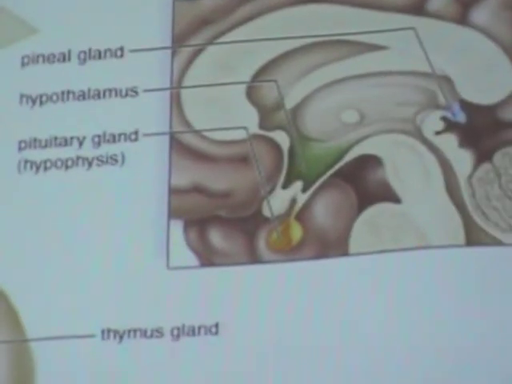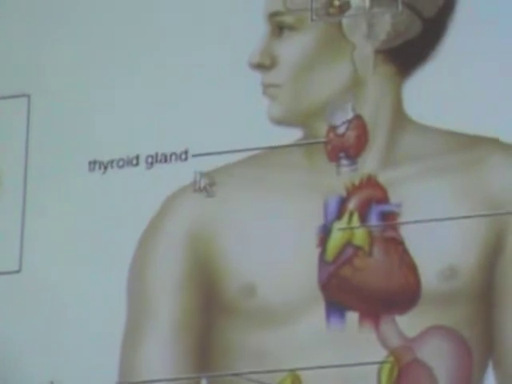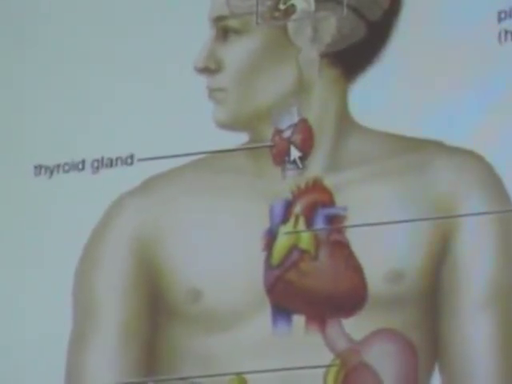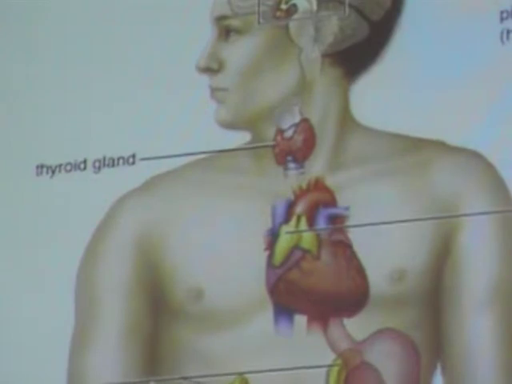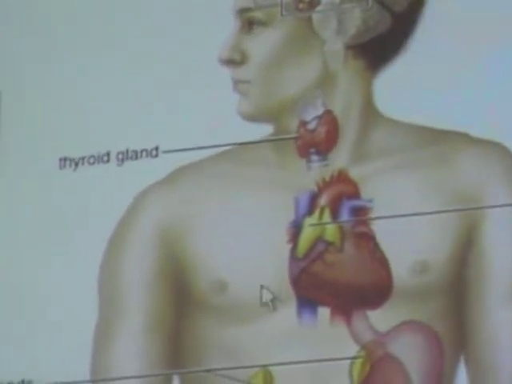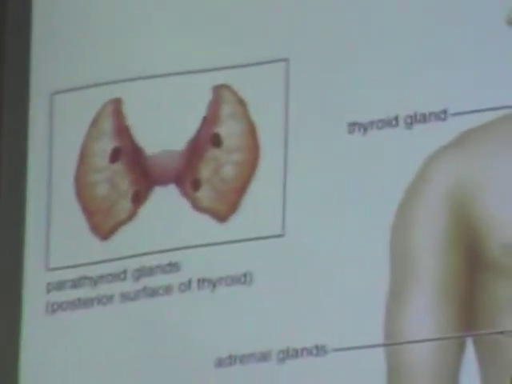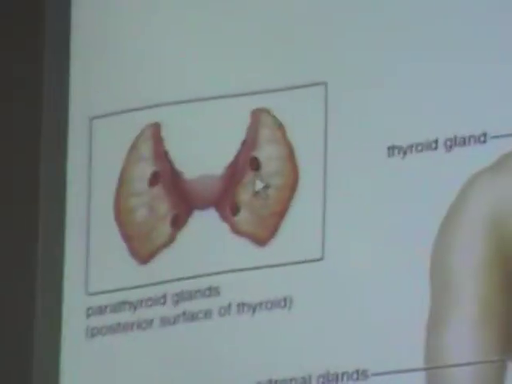There's a gland in your throat region right here called the thyroid gland. That releases hormones that control metabolism. You ever heard so-and-so has a high metabolism, so she can eat as much as she wants? That's controlled by your thyroid gland. Your little parathyroid glands on the back help control calcium levels. They're on the back of the thyroid gland. If you were to turn that thyroid gland around, it would look like this. And those little dots are called the parathyroid glands.